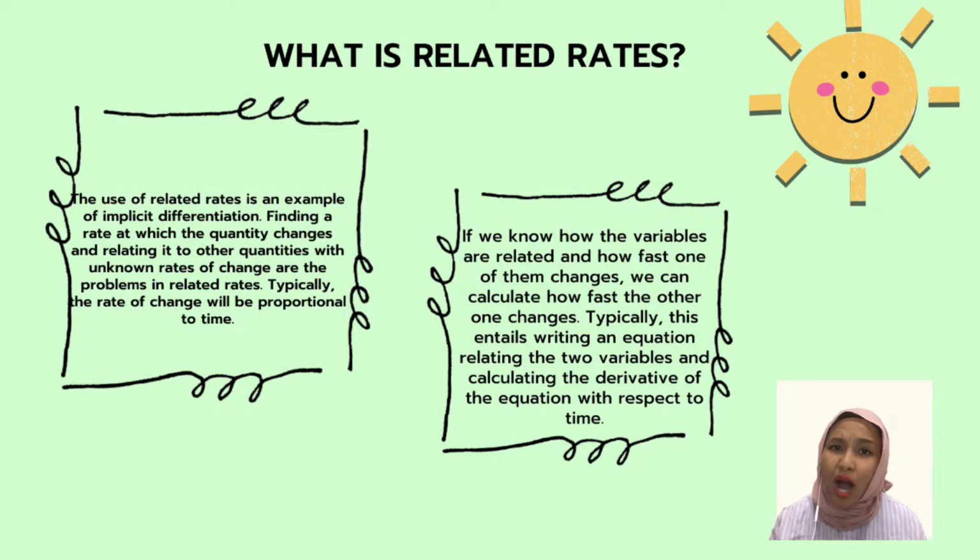If we know how the variables are related and how fast one of them changes, we can calculate how fast the other variable changes. All we need to do is write an equation relating the two variables and find the derivative with respect to time, dx over dt.